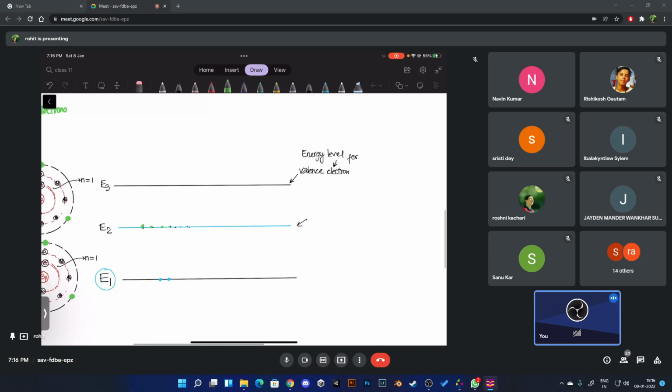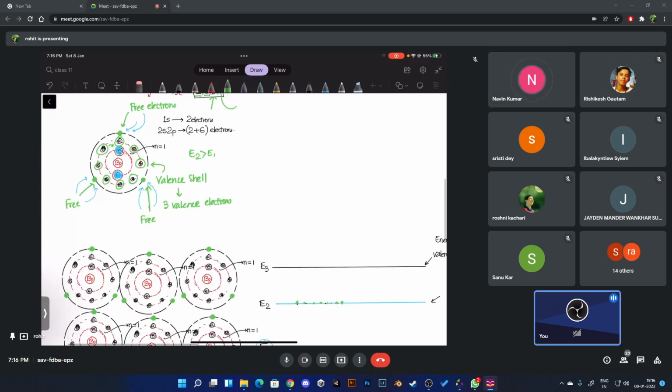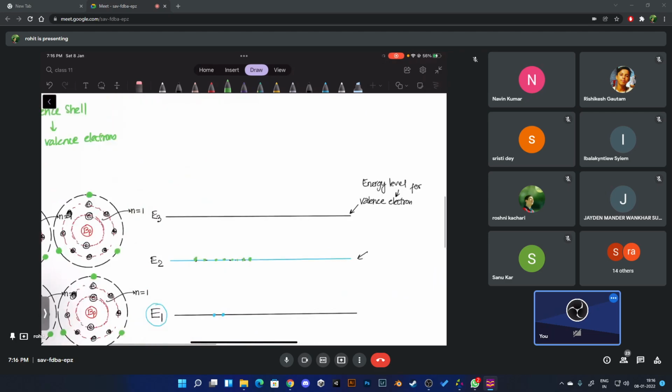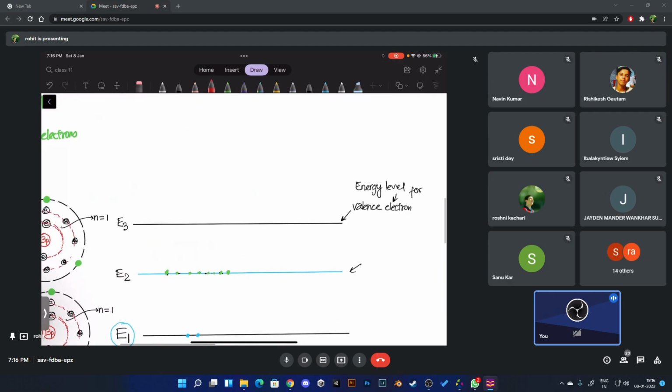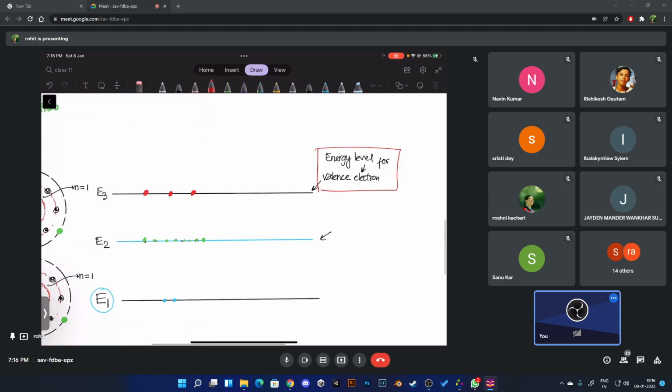I think you understand this right now. Yes or no? Okay. Then look at the third level. In the third level, how many electrons have this energy? What do you think? 1, 2, and 3. These 3 electrons should be somewhere here. 1, 2, and 3. Are you clear with this till now? Yes, sir. Okay, so I suppose this is clear.